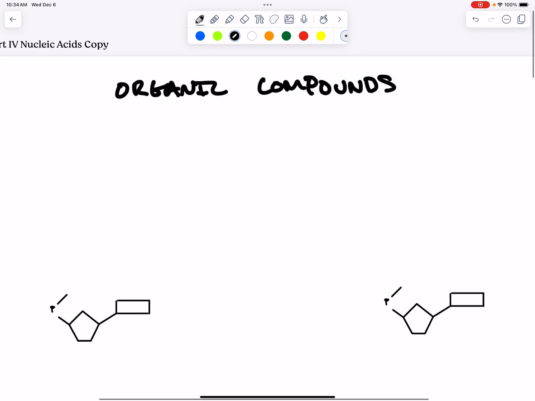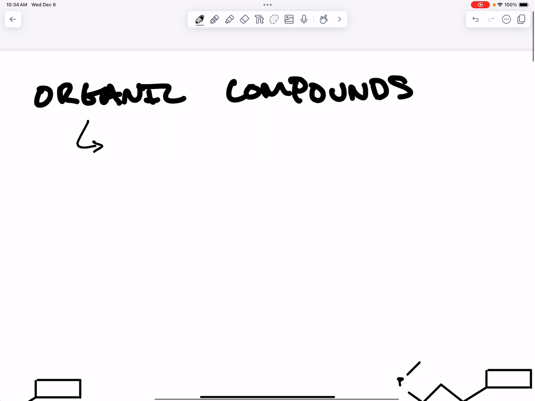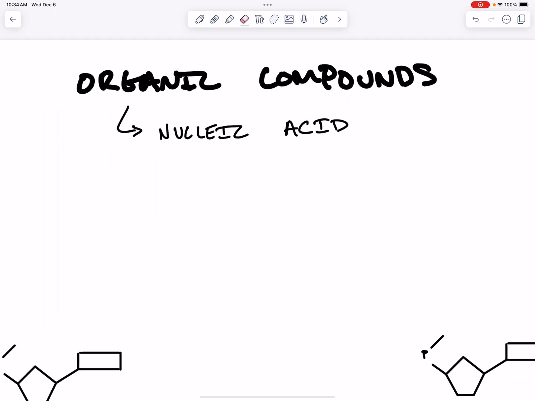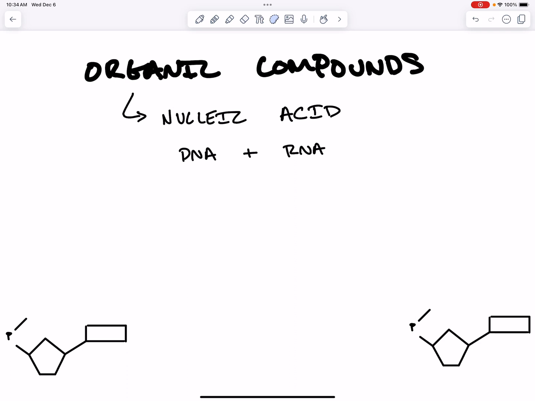This is the big four, part four, organic compounds. This is an organic compound. You might not have heard this name before. It's called nucleic acid. But I'm sure you've heard of DNA and RNA. Maybe not RNA, but definitely DNA. So there are two types of nucleic acids, DNA and RNA.